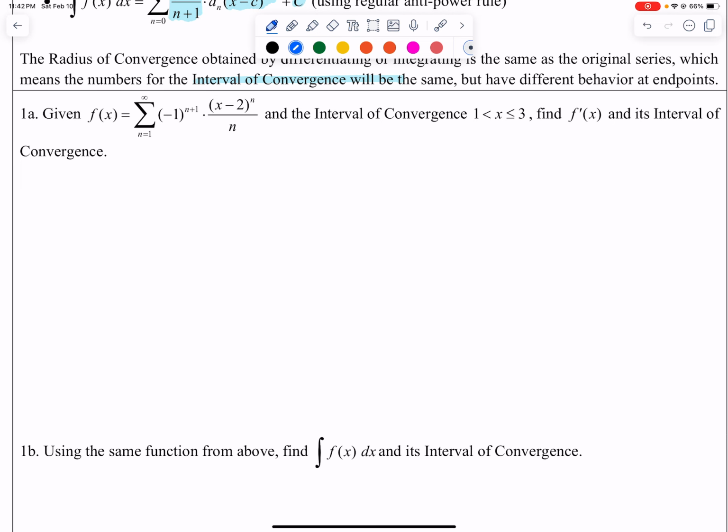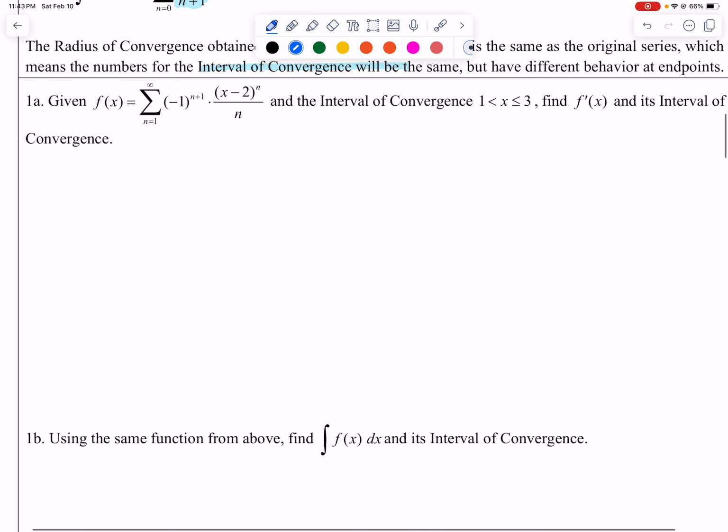All right, so 1a, we are given f of x is equal to the series negative 1 to the n plus 1 times x minus 2 to the n over n. And we are given that the interval of convergence is between 1 and 3. We want to find f prime of x and its interval of convergence. So to find f prime of x, this is just going to be easy peasy lemon squeezy, because we're only going to be looking at my variable x and then taking the derivative of that. Everything else stays the same.